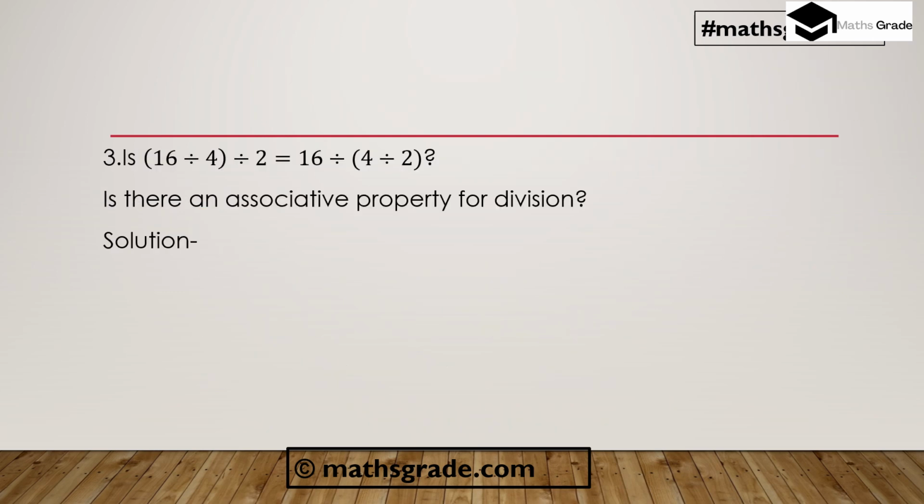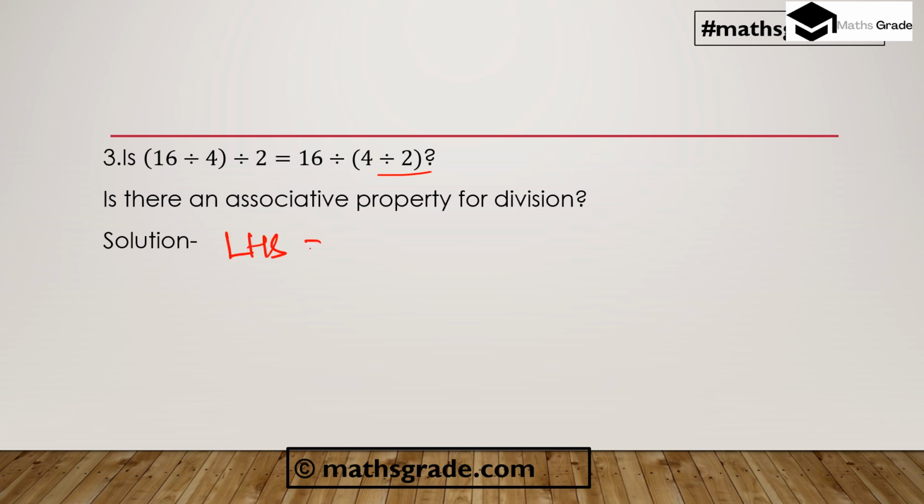Now question number 3. Is 16 divided by 4 divided by 2 equal to 16 divided by 4 divided by 2, grouped the other way? Is this correct or not? Is there an associative property for division? We have to verify this property, whether the associative property of division is true or false.